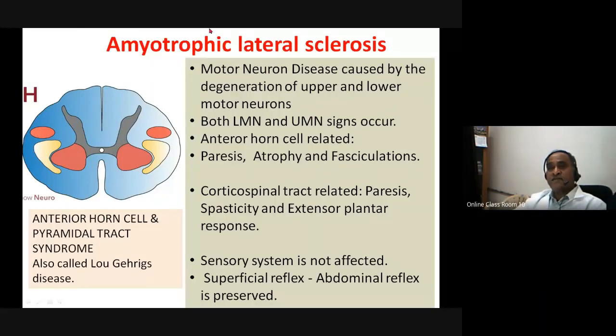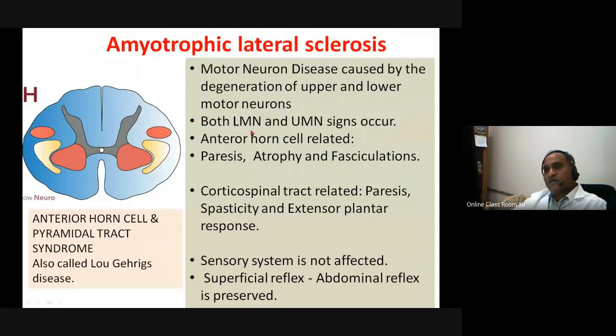There is another condition called amyotrophic lateral sclerosis. It is a motor neuron disease affecting both the motor neurons in the brain and the motor neurons in the spinal cord. You can see this red area. This is amyotrophic lateral sclerosis, the motor neuron disease caused by the degeneration of the motor neurons in the cerebral cortex and the degeneration of the motor neurons in the spinal cord. Both of them are lost.